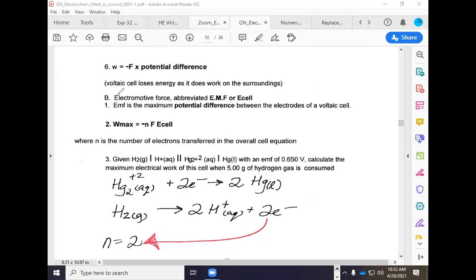So we're going to abbreviate electromotive force as EMF, or typically what most books tend to do and your lab manual does is we call the electromotive force E of cell. So now we have an equation to calculate the maximum amount of work if we know the number of electrons. And then here's our Faraday's constant. And then we would also want to know the E of the cell.